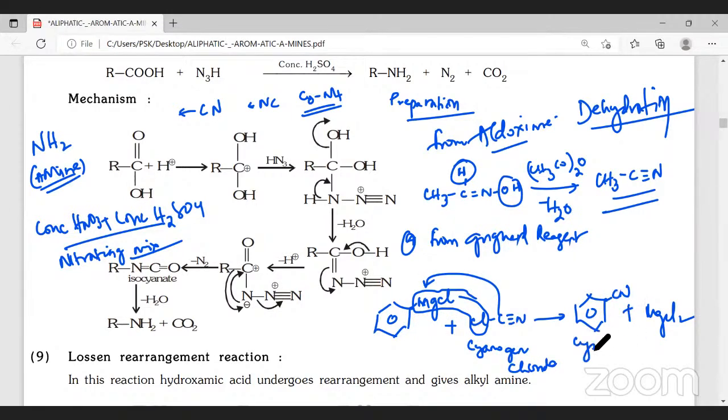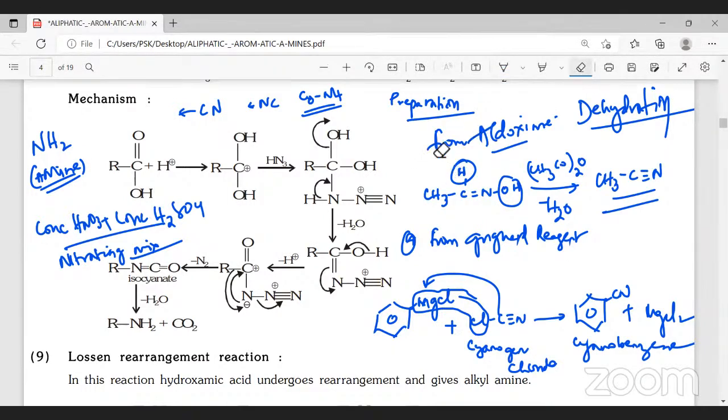This is called cyanobenzene. So this is the fourth method, from Grignard reagent. Grignard reagent reacts with cyanogen chloride. What is that cyanogen chloride? ClCN is called cyanogen chloride. We get cyanobenzene.